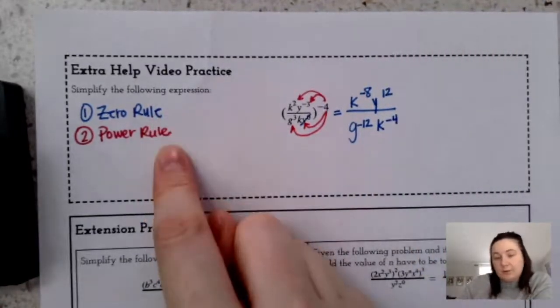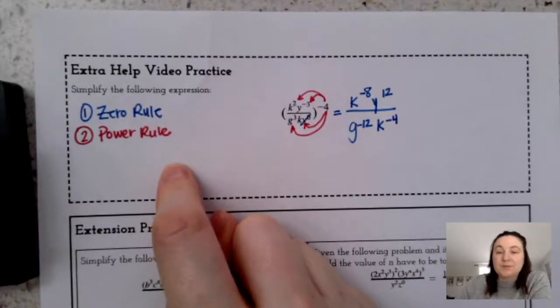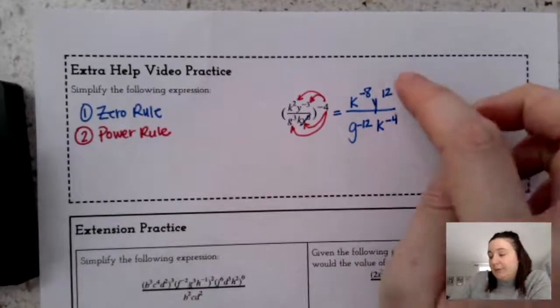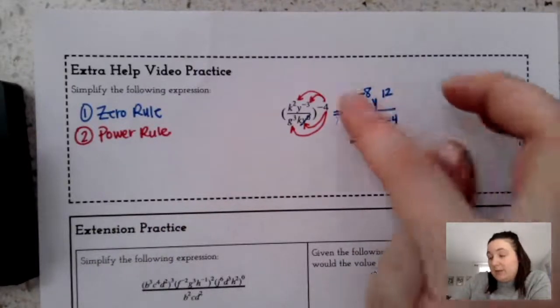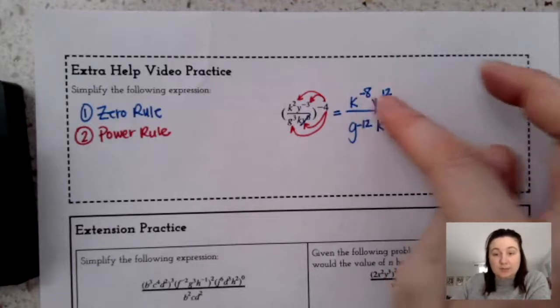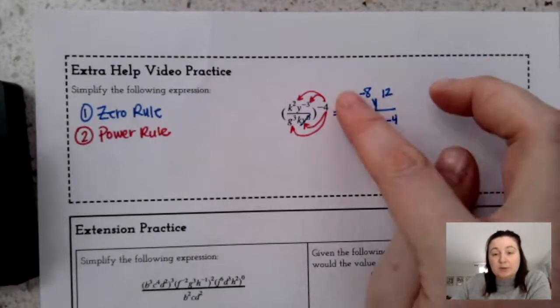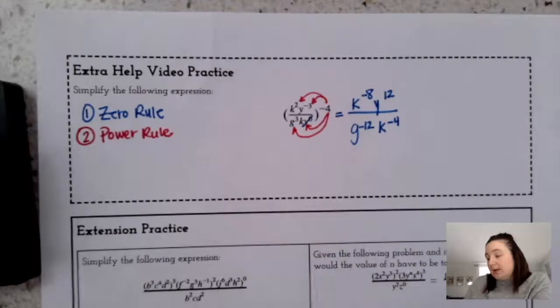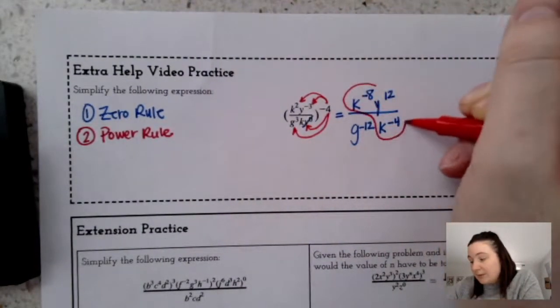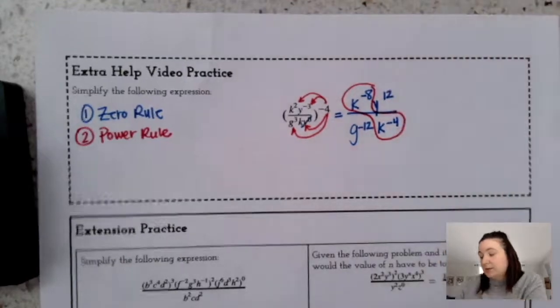After the 0 rule and the power rule, it's really up to you or up to the problem what makes the most sense. So if you had both k's up here, you would want to use the product rule because they're next to each other. Since the 2 k's, one's on top and one's on bottom, then we want to use the quotient rule because they're separated by that fraction.